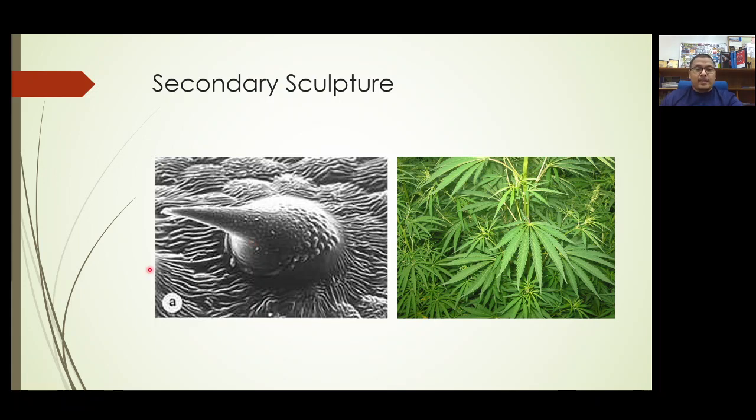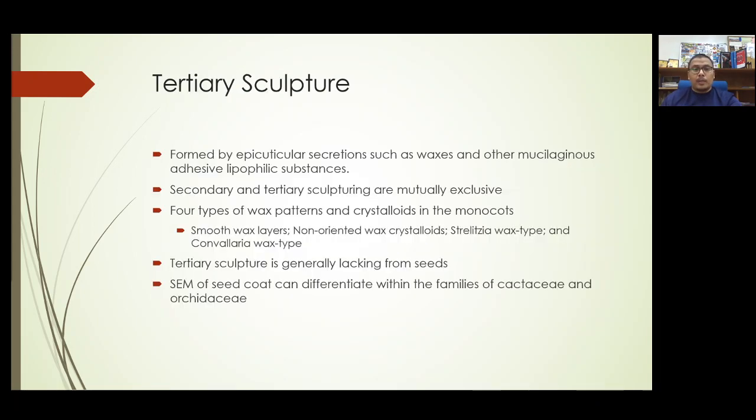Urticales is an order of flowering plants consisting of families like Cannabaceae, Moraceae, and Urticaceae. The single character of trichomes allows for precise circumscription of the order Urticales. So this is one special example for secondary sculpture.